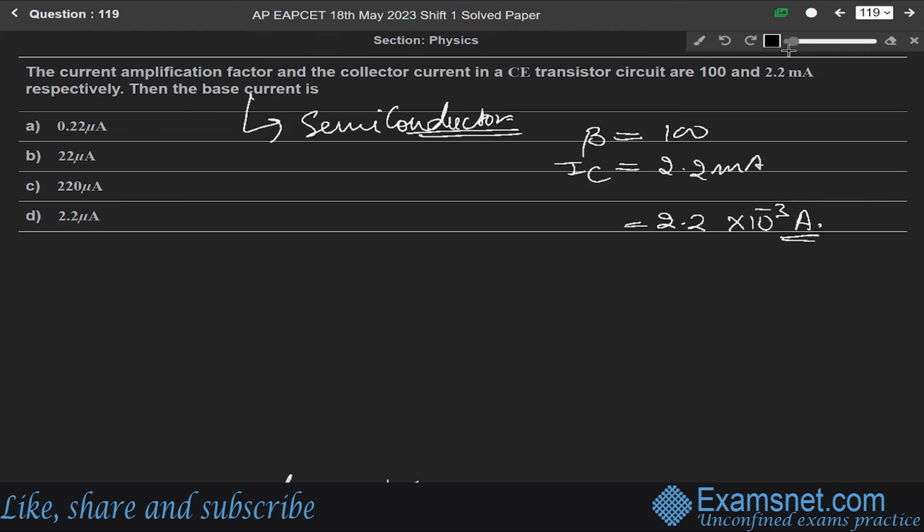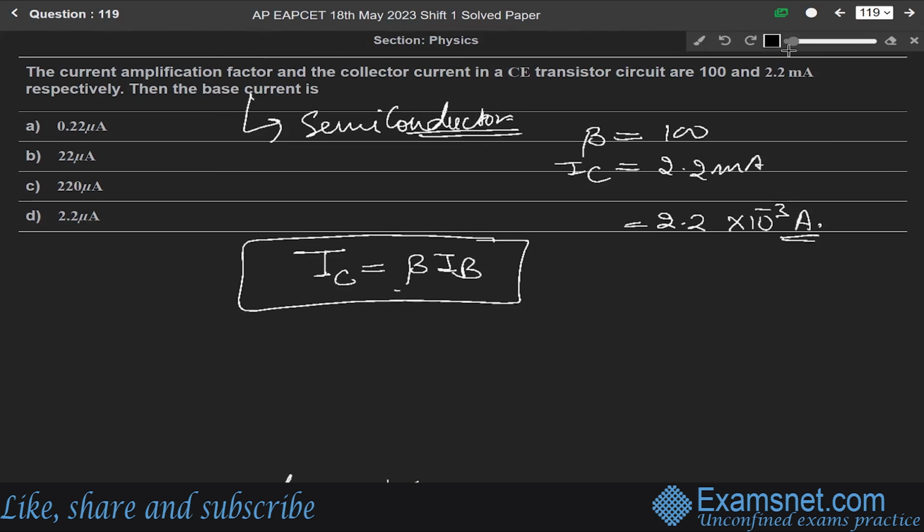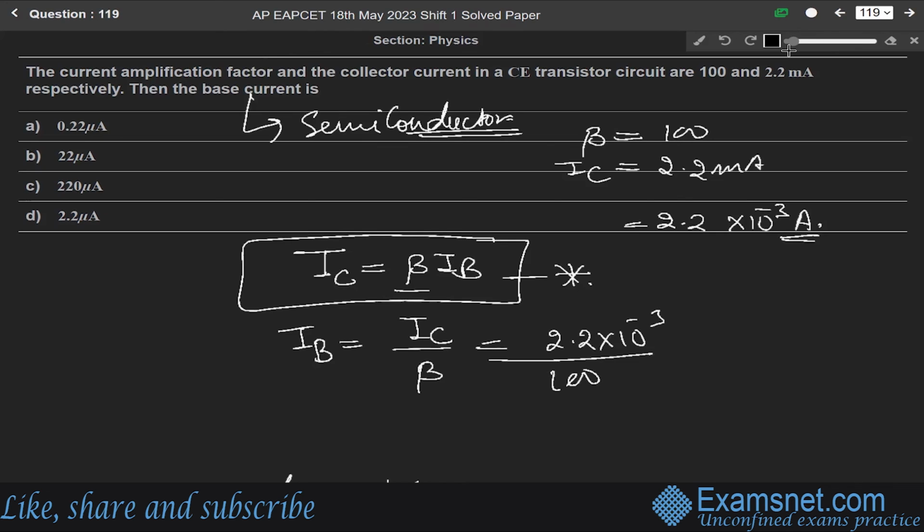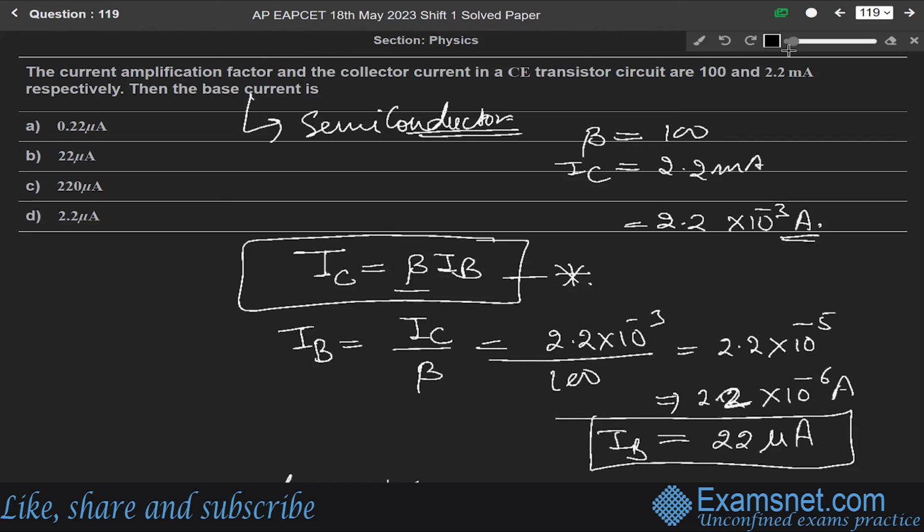There is a very famous relation for this. We know that collector current equals beta into IB, meaning collector current equals amplification factor beta into base current. So this base current IB will be equal to IC over beta. Just put the value: 2.2 into 10 to the power minus 3 over 100. Solving it, we get 2.2 into 10 to the power minus 5 ampere, sorry, 22 into 10 to the power minus 6 ampere. So we can write it as 22 microampere. So the base current for this relation will be 22 microampere. So option B is the correct answer.